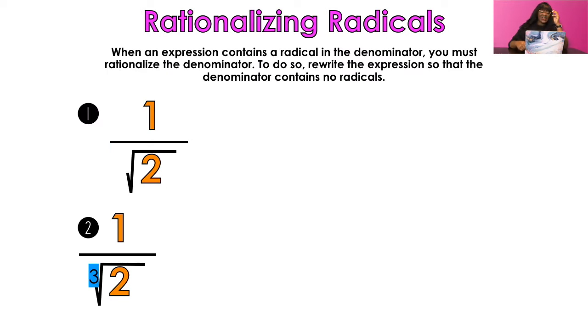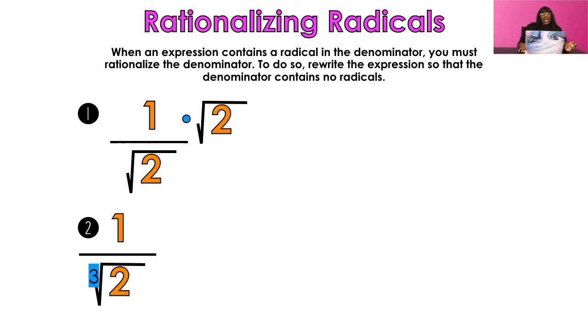Rationalizing radicals. When an expression contains a radical in the denominator, you must rationalize the denominator. To do so, rewrite the expression so that the denominator contains no radicals. So just like we don't like zeros in denominators, we also do not like radicals in denominators. So we want to do what's called rationalizing. Rationalizing means I'm getting rid of the radical in the denominator. Period. Okay.